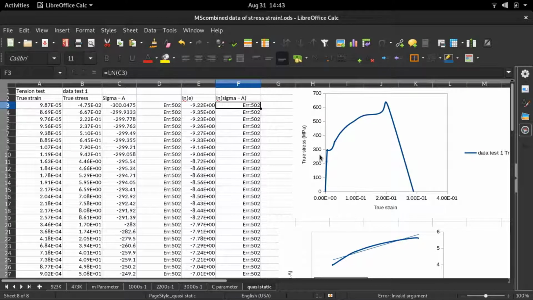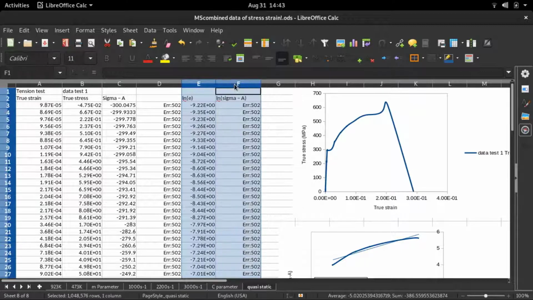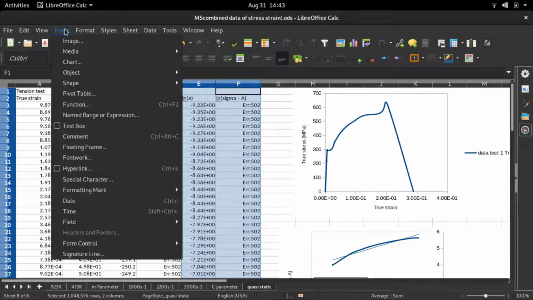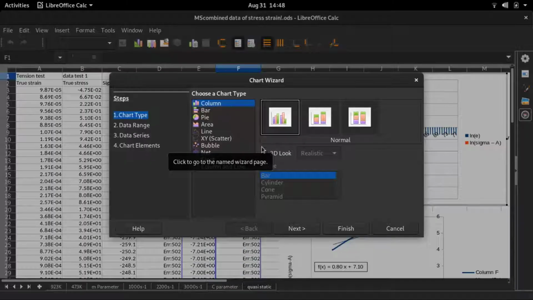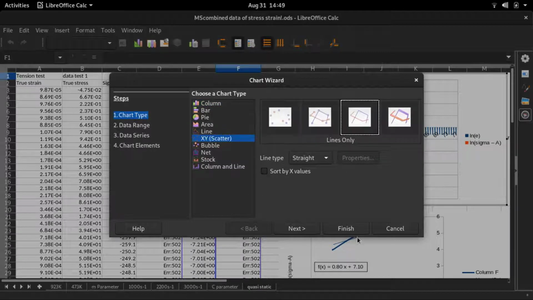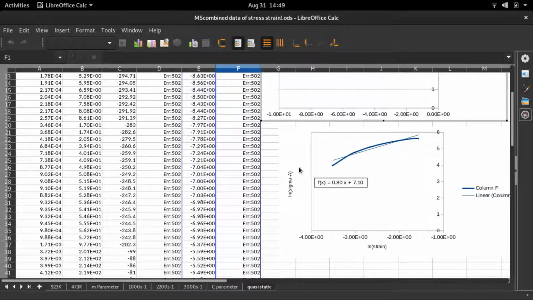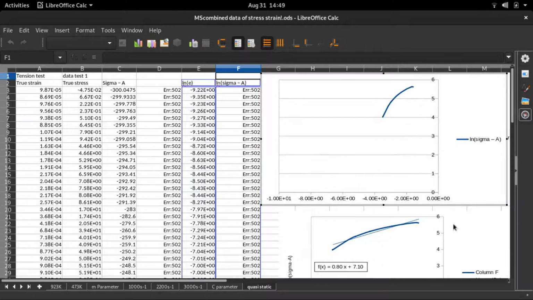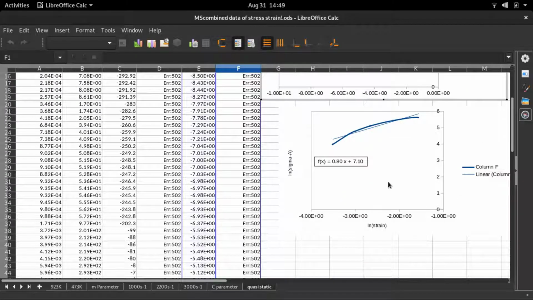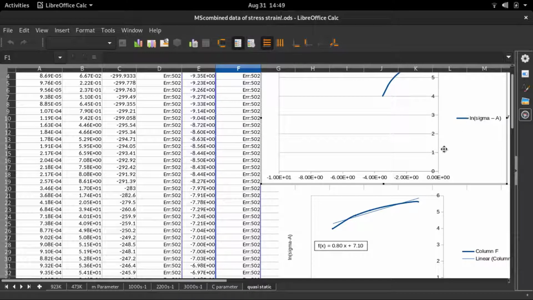Okay, now we will make the graph of ln of epsilon versus ln of (sigma minus A). Simply insert a chart and make the graph as a scatter. If you use this type, there's a line only, so it will show like this. Okay, so I have made a similar one here, a proper graph, with the ln values on the y-axis and the x-axis values as needed. So I will explain it in this graph. It is like that, simply you have to find.